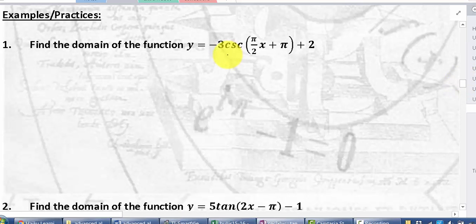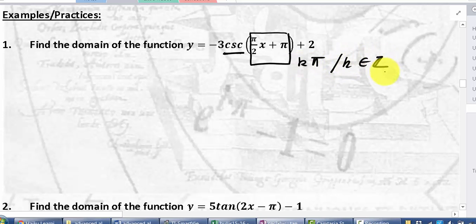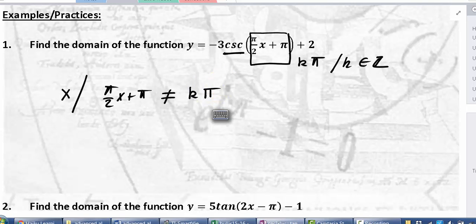Find the domain of the function. All right, so this is a cosecant x. So we do not want what's inside to be equal to k pi, okay? Because the cosecant of anything like k pi with k in Z is not defined. So the domain is made of all the x's such that pi over 2 x plus pi is not equal to k times pi. That's it. Solve this for x and you'll have the domain.